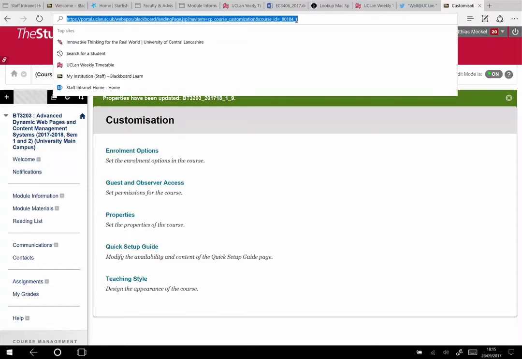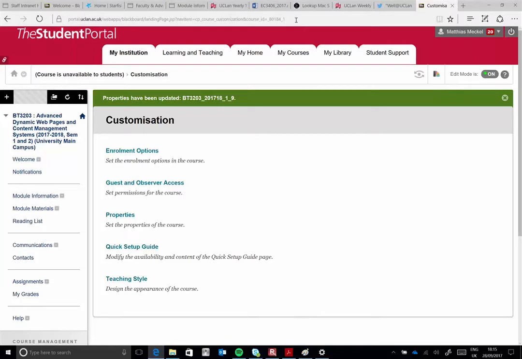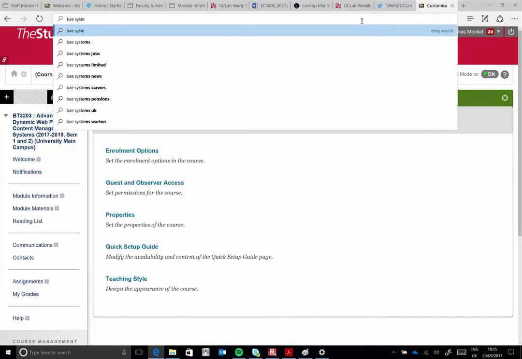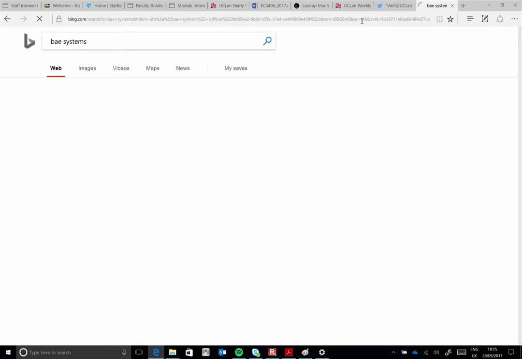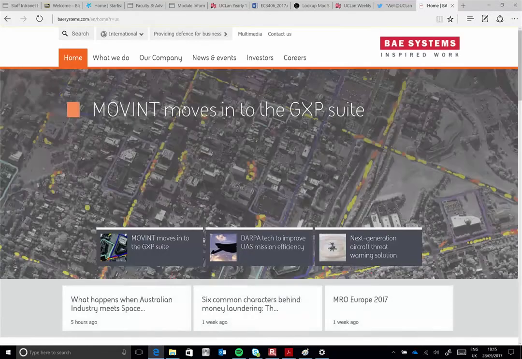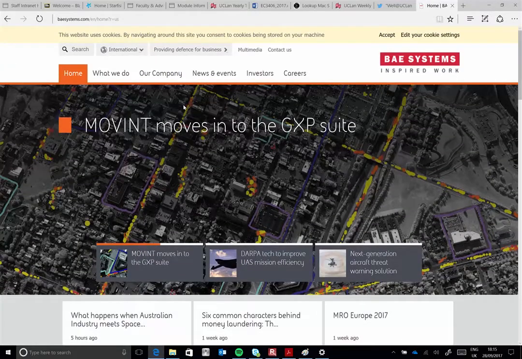BAE. Wrong keyboard. Let's do this one again. BAE Systems. So normally when you look around in a page, if you look at the source code, you can usually figure out what CMS it is.